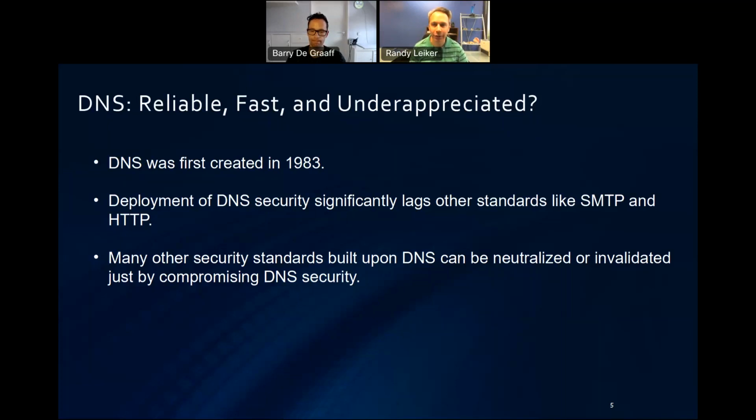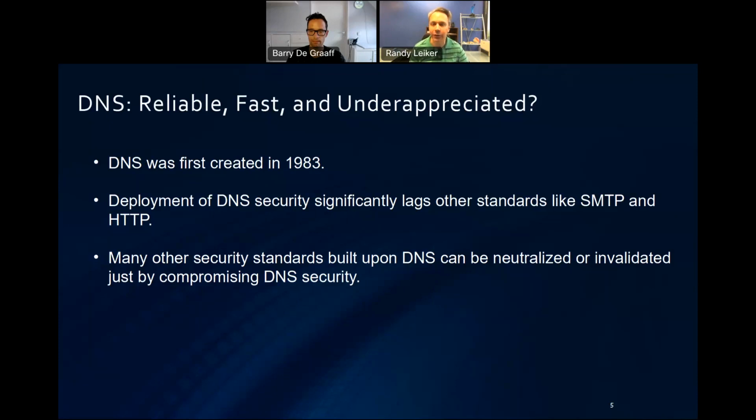Then there are all the other security standards built upon DNS as a foundation. These include topics covered in previous episodes of this webinar series like SPF, DKIM, DMARC, MTA-STS. And without secure DNS, not only is basic email server functionality open to exploitation, but it can also readily neutralize and invalidate all of these security standards just because those standards presume that DNS has already been secured.